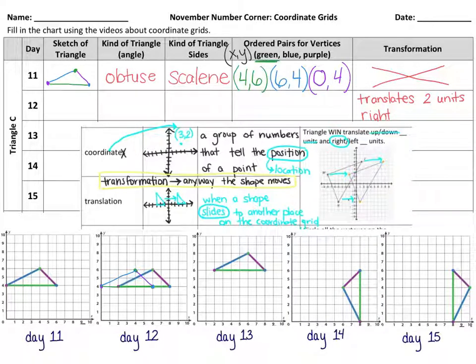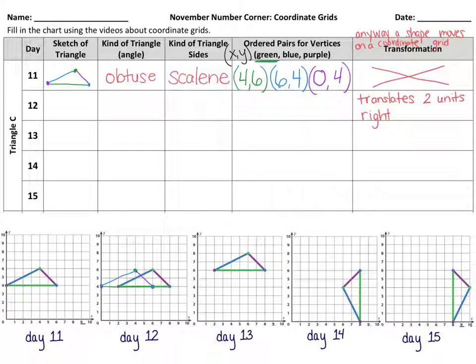And in case you forgot, transformation is any way a shape moves on a coordinate grid. So write that down also. Now, if you have not done day 13, these first 4 boxes, do that now.